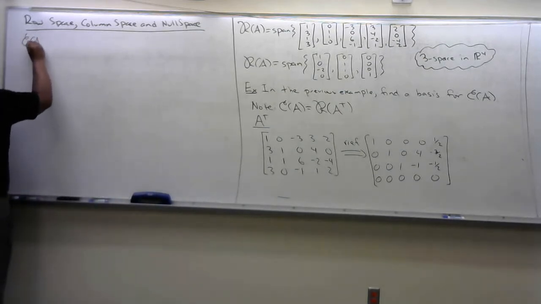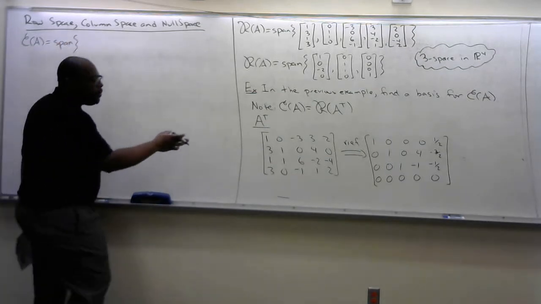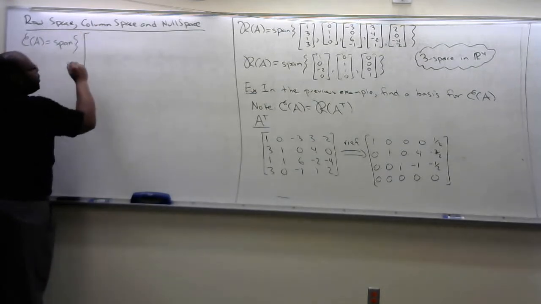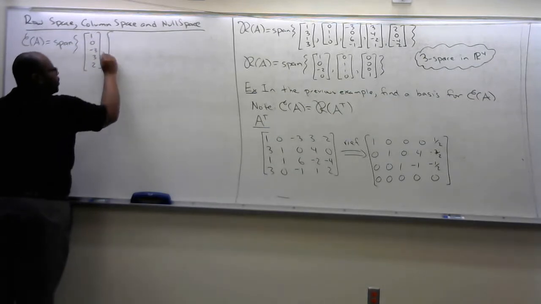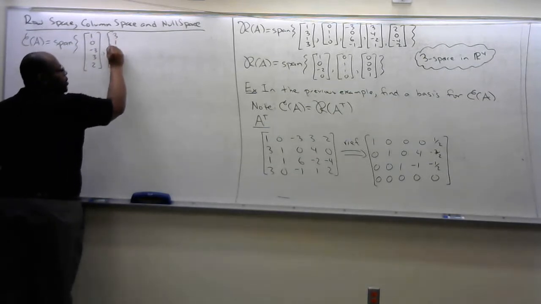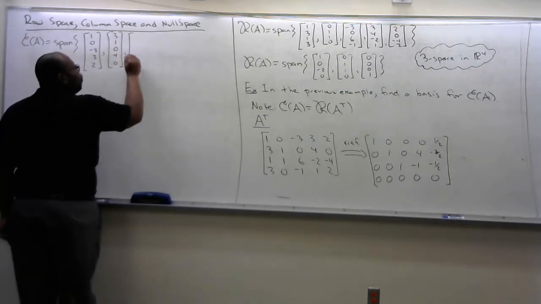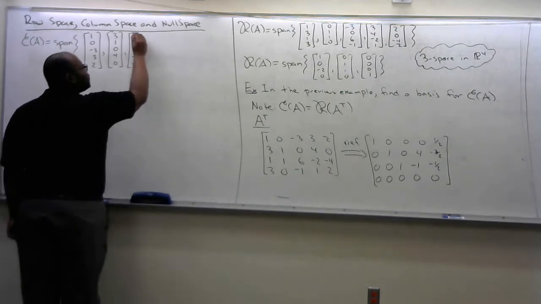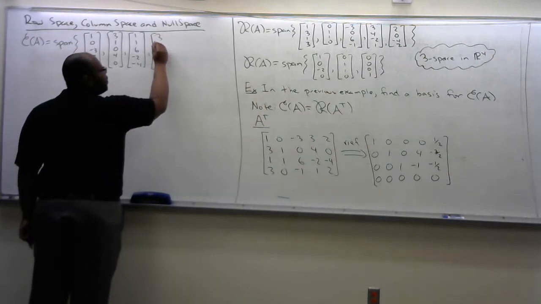Okay. That's going to be equal to the span of my original set. So the column space of A is going to be the span of the columns of A, which are (1, 0, -3, 3, 2), (3, 1, 0, 4, 0), (1, 1, 6, -2, -4), and the last one is (3, 0, -1, 1, 2). Okay.